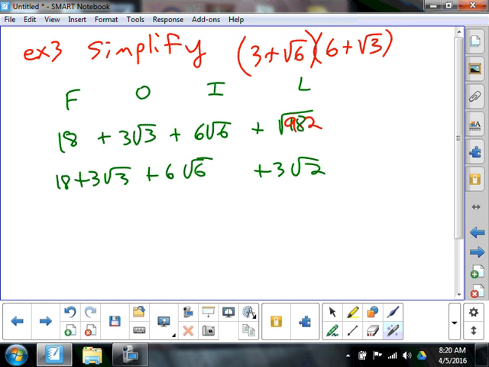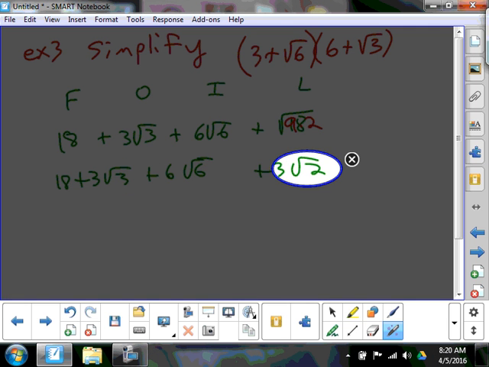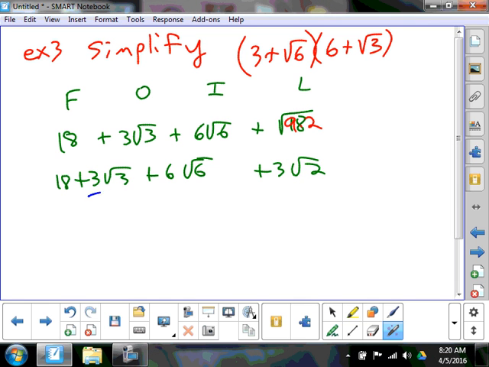So 18 can't combine with 3 rad 3. 3 rad 3 can't combine with 18. Can't combine with 3 rad 2. Can't combine with 6 rad 6. And you might say, but wait, this and this have the same coefficient. Yeah, you're right. But what has to be true for like variables to be combined? They have the same variable and the same exponent, right? Well, I got news for you. Those aren't like variables, and we can't combine them, and that's it. That's it. We feel all right?